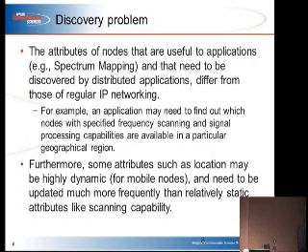So going back to the discovery problem, I'm going to say a little bit more about this problem now. Why do we need to do discovery again? The attributes of nodes that are useful to applications, such as spectrum mapping or sensing, etc., differ from those in a regular IP network. Many people that have a background in networking are familiar with the concept of discovery in the context of general IP networking. What discovery means in that context is finding out a node's address, name, and so forth.